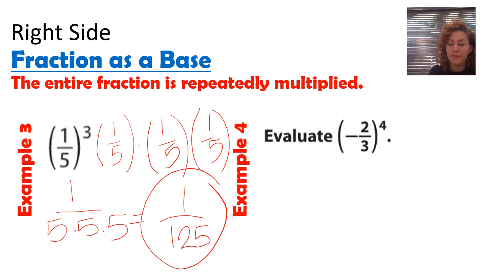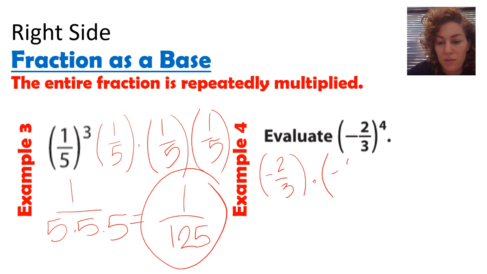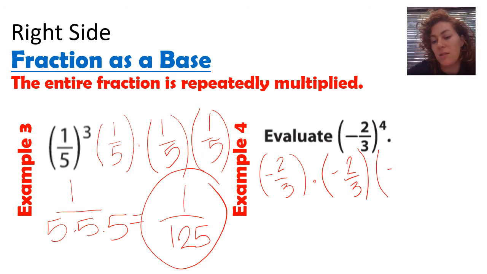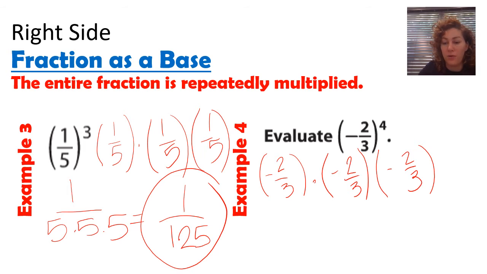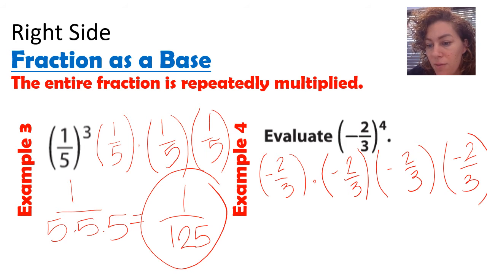Okay, example 4. Now it's a negative 2/3. So I'm going to do negative 2/3 times negative 2/3 times negative 2/3. Okay, so I took the negative to the top just so that I could put it somewhere. So it's negative 2 times negative 2 times negative 2. So negative 2 times negative 2 will be positive 4, and positive 4 times 2. Oh, wait, I missed one. Sorry. There should be 4 of them. Negative 2/3 to the 4th power.